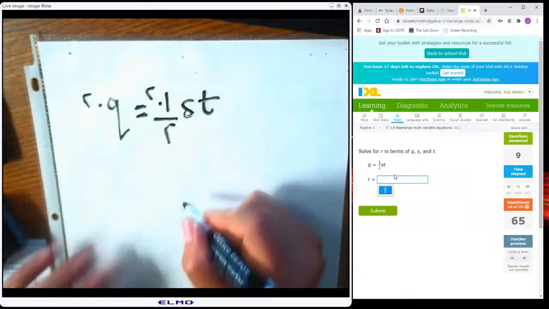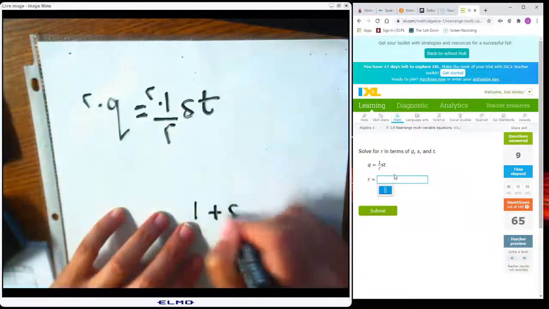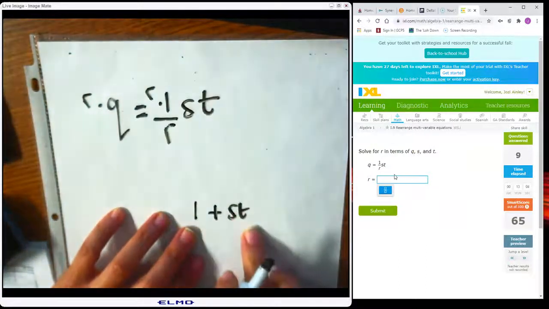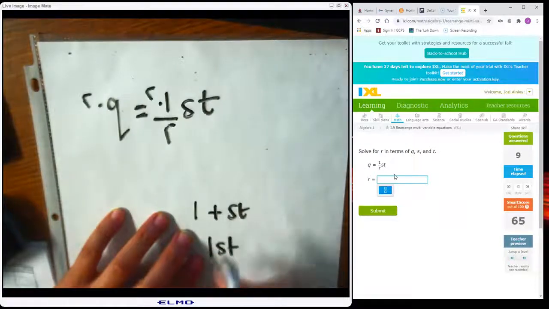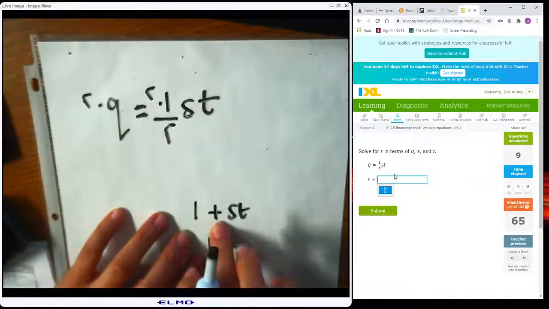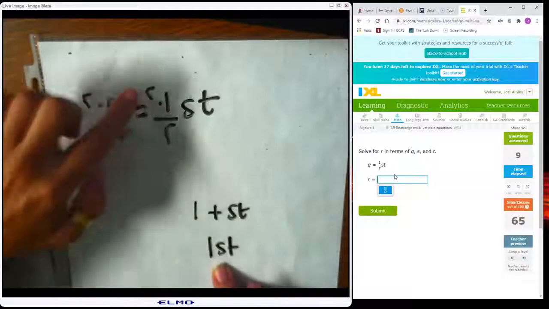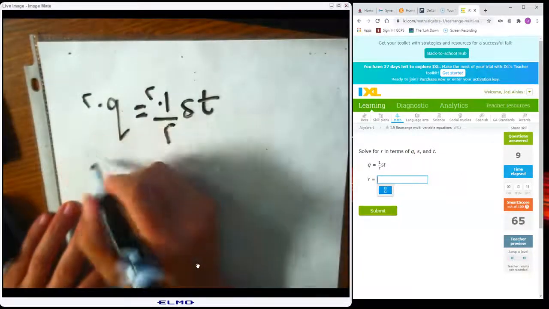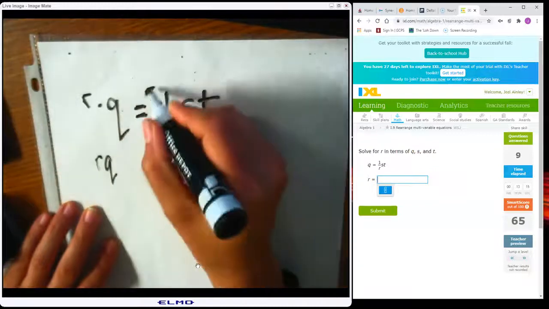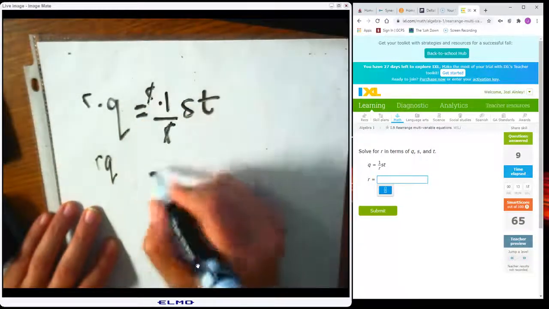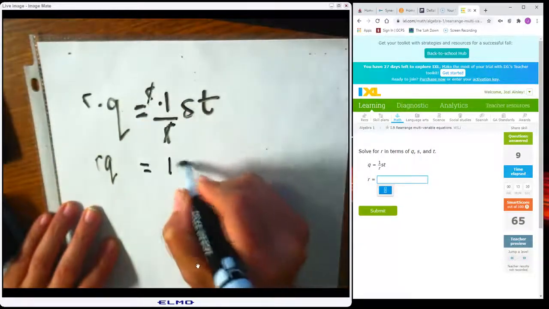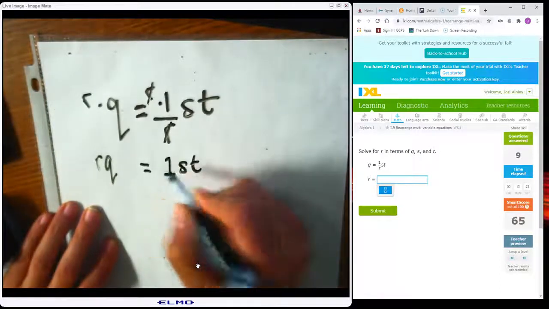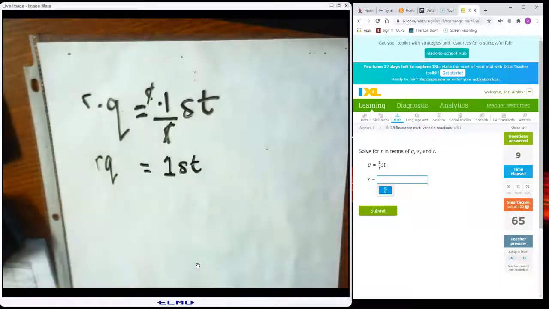If it was separate, like if you had 1 plus st, those are two terms, okay? But 1 st is one term. So these are two terms, and this is one term. So when I multiply there, I've multiplied the term by what I need. What that's going to do is going to give me RQ over here. The top and the bottom are going to cross out, leaving equals 1 ST. Oh, thank God. No fractions.